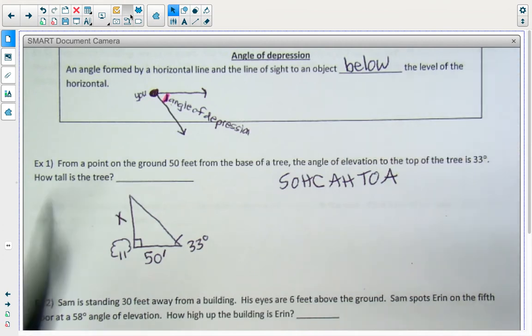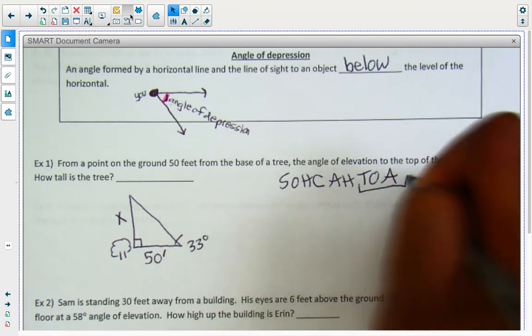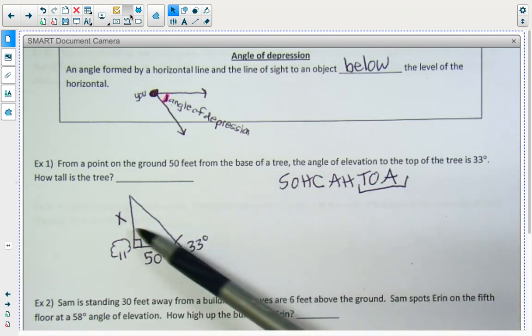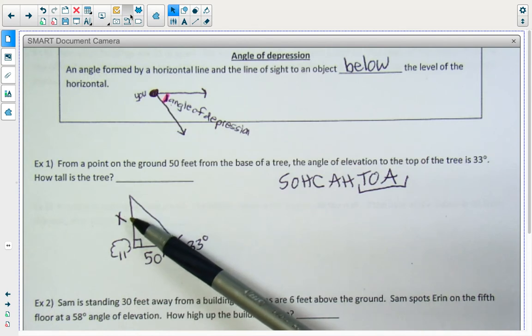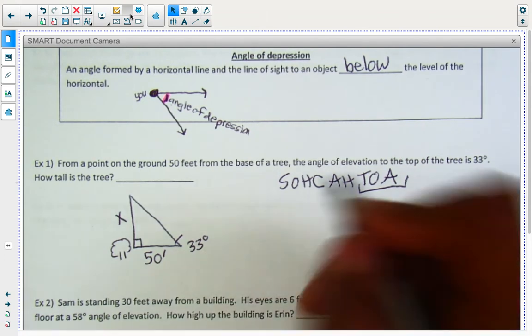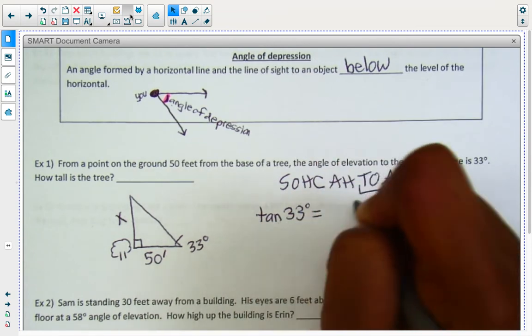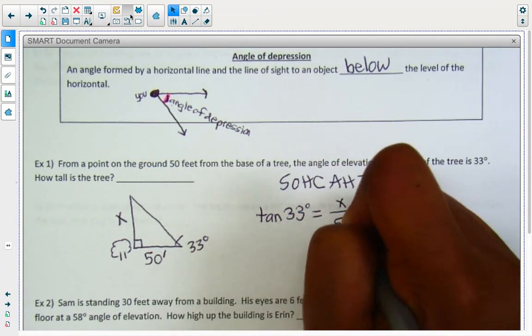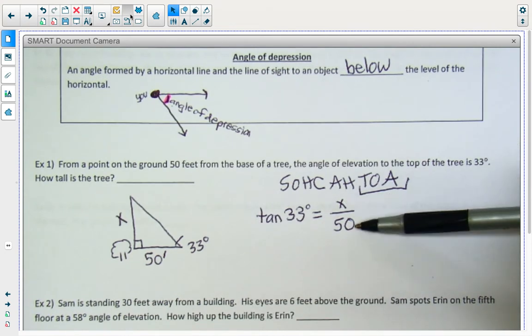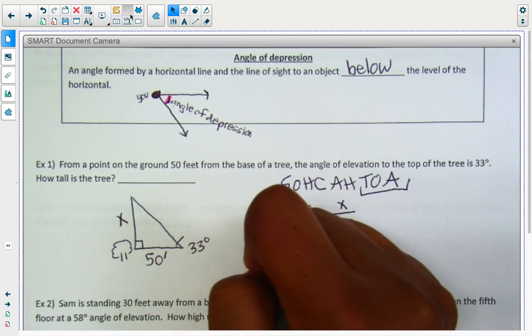So if I'm looking for x, this is my angle of reference. It looks like I have an opposite side, x, and I have an adjacent side. So we're going to be using tangent. I'm using tangent because I have the opposite side, x, which is what I'm looking for, the height of the tree. And I know the adjacent side is 50. So I'm going to set up a tangent relationship. The tangent of 33 is equal to x over 50. Tangent is equal to the opposite over the adjacent. So we solve for x. The opposite of dividing by 50 is to multiply both sides by 50.